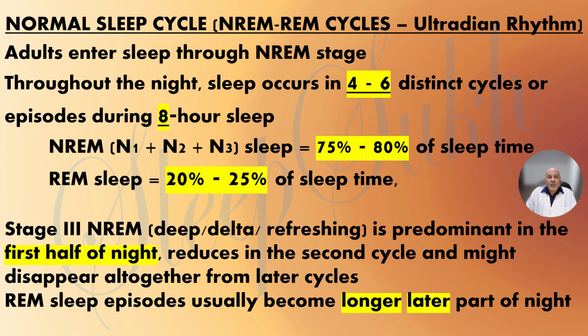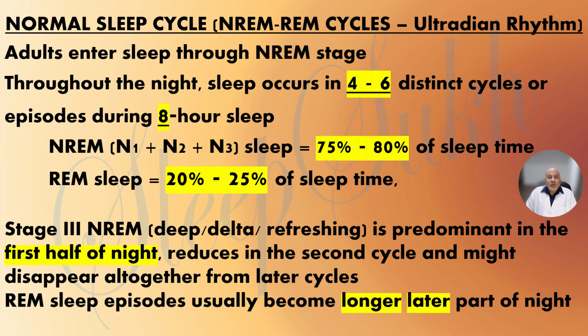Did you know that when you fall asleep, your brain isn't just off? It's actually moving through a series of rhythmic waves called the ultradian rhythm. For a typical adult, an 8-hour night consists of 4 to 6 distinct sleep cycles, starting with non-REM, or non-rapid eye movement sleep. This NREM phase makes up about 75 to 80% of your night and is divided into stages N1, N2 and the very important N3.